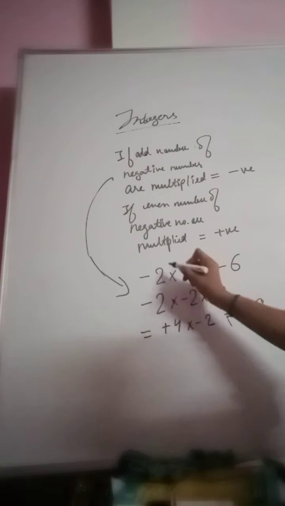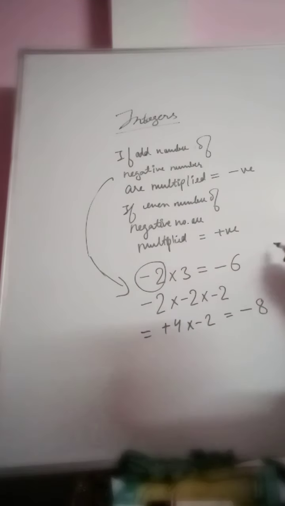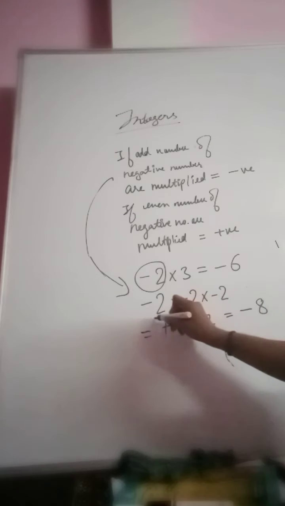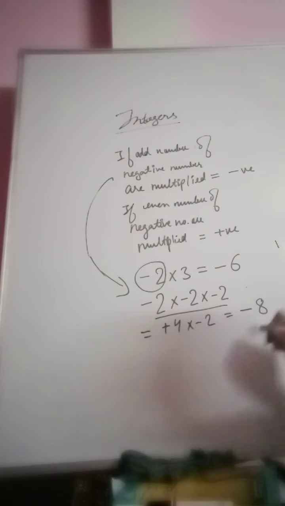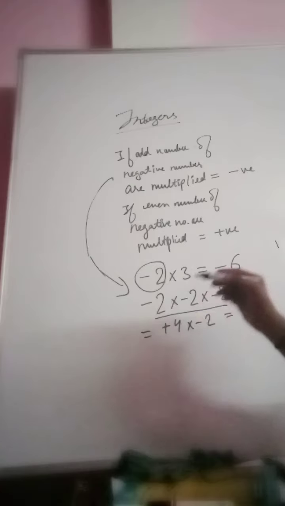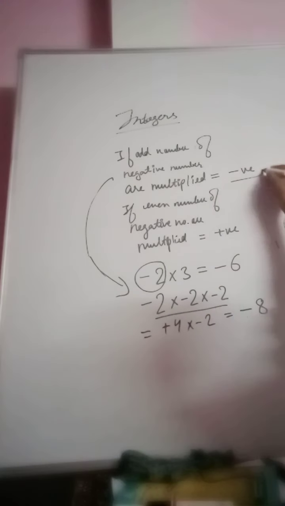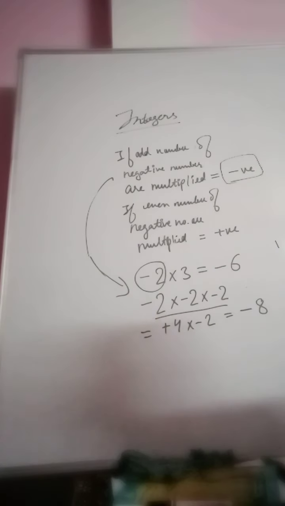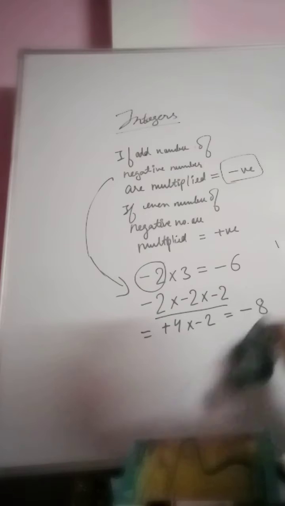Okay. So you can observe here that you have a single negative number. Here you have 3 negative numbers. And in a similar manner, if you have 5 negative numbers, if you have 7 negative numbers, when they are multiplied, the product is always what? It is always negative. I hope it is clear. Let's go to the next one.